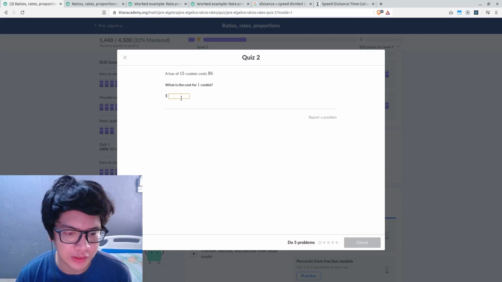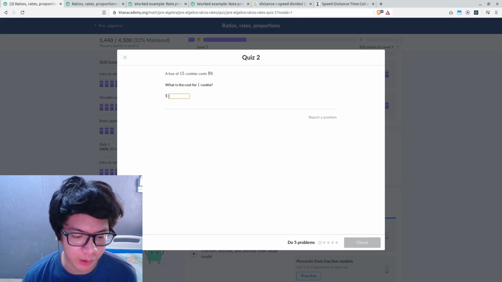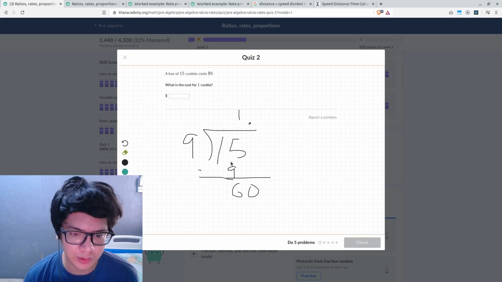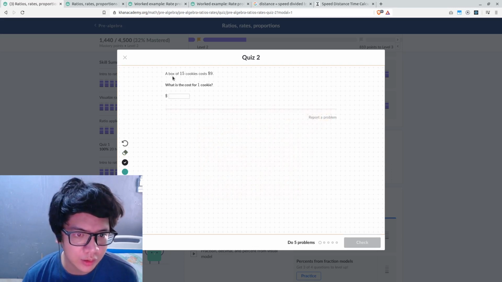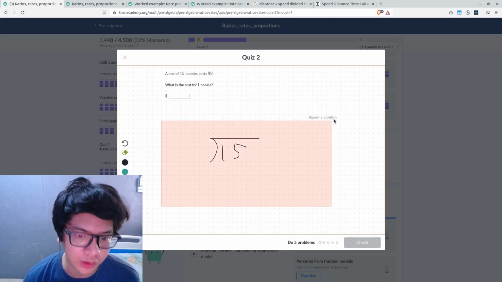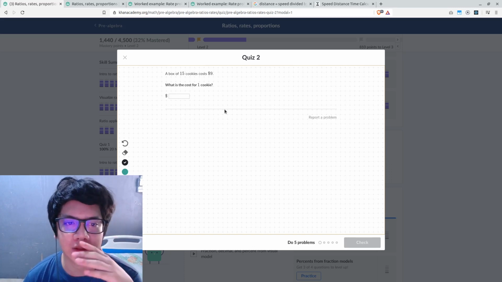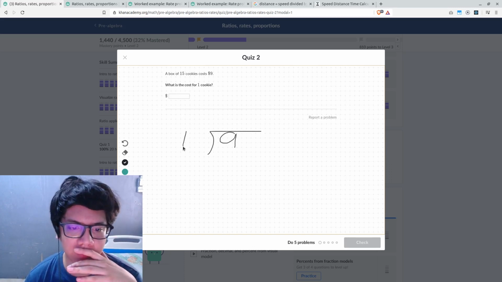A box of cookies costs now. What is the cost for 1 cookie? Okay, so we just have to divide 15 by 9. Wait, what? Is this even right? Let's see. A box of 15 costs $9. What is the cost for 1 cookie? Okay, it's actually incorrect. We have 9 divided by 15. Should be the other way around.